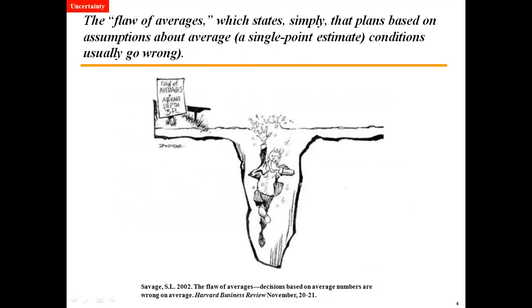This is a nice little cartoon from Sam Savage's article in Harvard Business Review, and it's called the flaw of averages, which states simply that plans based on the assumptions about averages, which is a single point estimate, usually go wrong. So you can see the flaw of averages says the average depth is 3 feet, you have probably a foot, and then next thing you know you have 8 feet, and if you average all that together you get 3 feet, and this can definitely be dangerous in this situation.